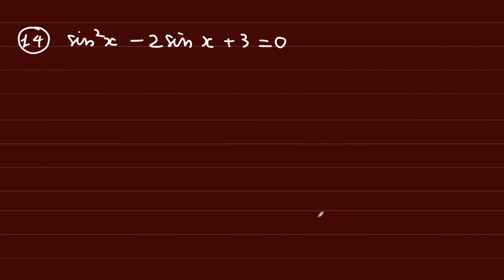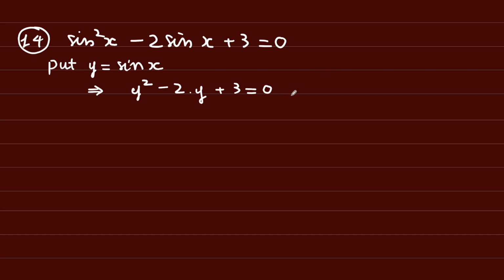Question 14, sine square h minus 2 sine h plus 3 equal to 0. Again, we have the form of a quadratic equation combining with a trigonometric equation. So we need to simplify the equation into the quadratic first. The first thing I need to do is put y equal to sine of h. After substituting y equal to sine h, we have the new form of this equation: y squared minus 2 multiply y plus 3 equal to 0.